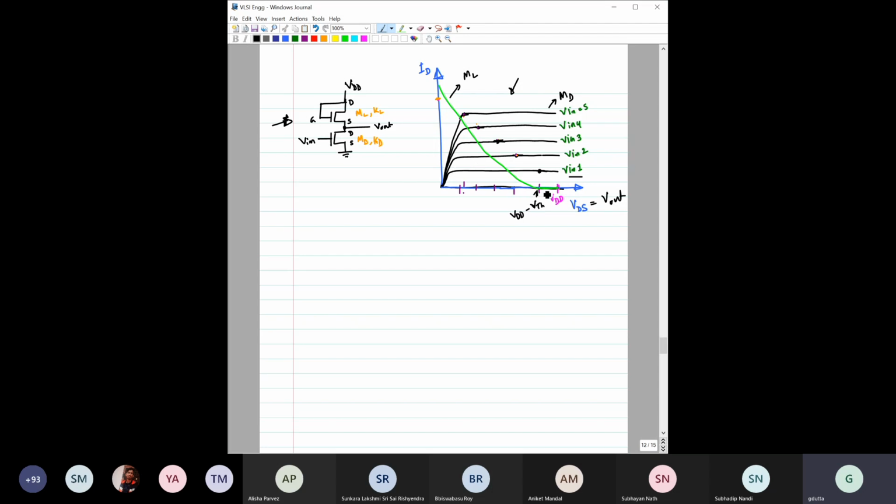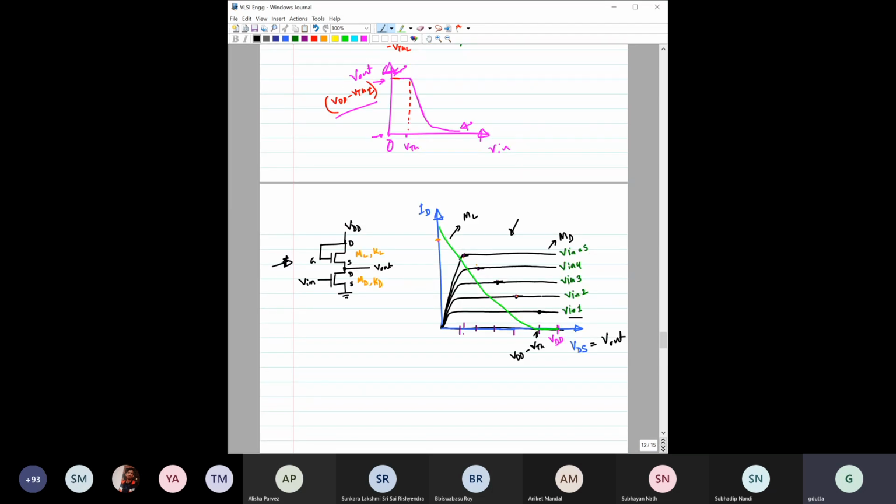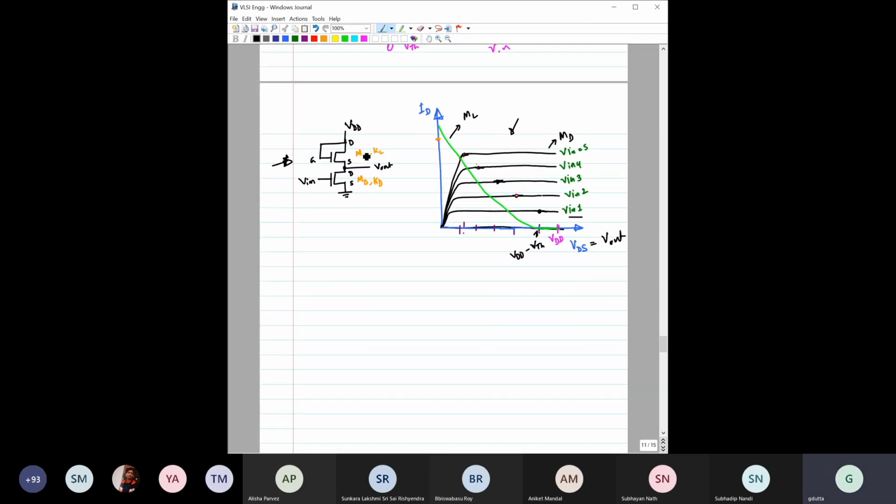Now tell me, so you have understood when this V input is up to this, right? Then this transistor is off. Then this V output would be equal to VDD minus VTHL, right? So on the other way, maybe we can write it quickly.